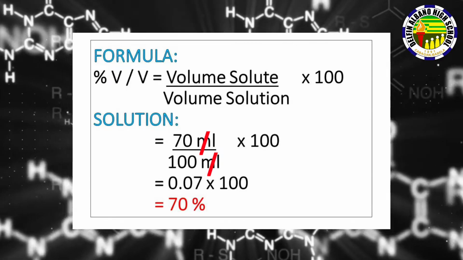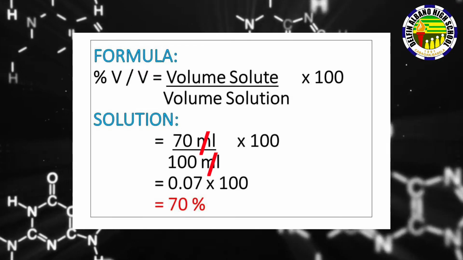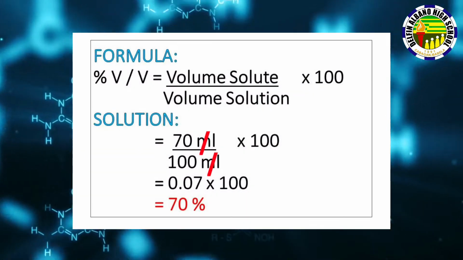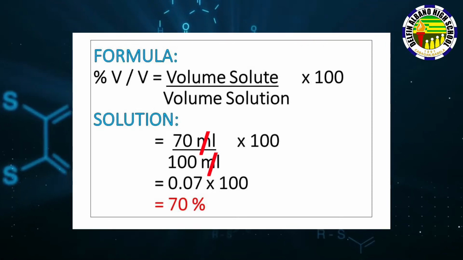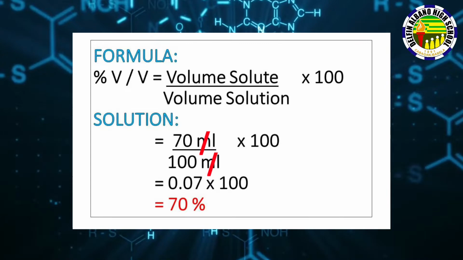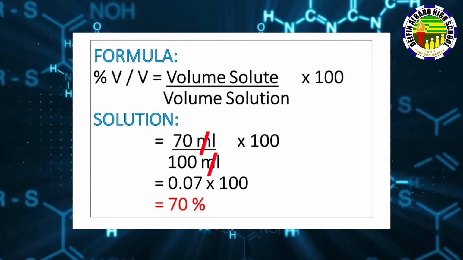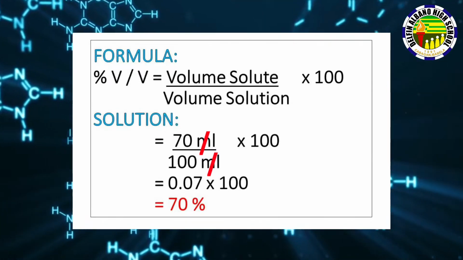The formula that we are going to use is percent volume equals volume of solute divided by volume of solution times 100. Then we are going to substitute the given in the problem using that formula. Substitute now the given, which is 70 ml, the volume of solute, divided by 100 ml, the volume of solution, times 100. Then we're going to get 0.7 times 100, which is 70%.